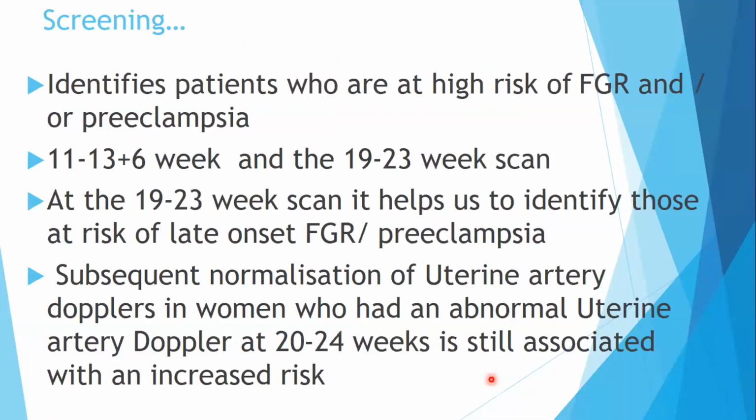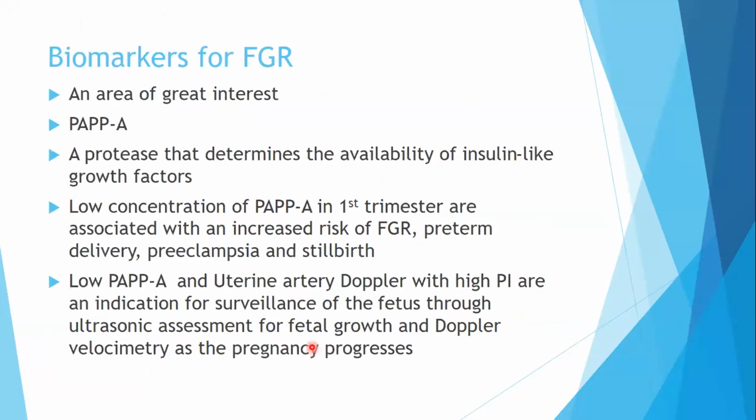Now, screening using Doppler velocimetry will identify patients who are at high risk of fetal growth restriction and preeclampsia. We can start this screening as early as the 11 to 13 week scan, and we can also do it later on when we do our anomaly scan at 19 to 23 weeks. At the 19 to 23 week scan, it often helps us to identify patients who are at risk of late onset fetal growth restriction and or preeclampsia. What I want to highlight is that subsequent normalization of the uterine artery Doppler in women who had an abnormal uterine artery Doppler at 24 weeks is still associated with a high risk of fetal growth restriction. So these women should still undergo surveillance, even if their uterine arteries become normal.